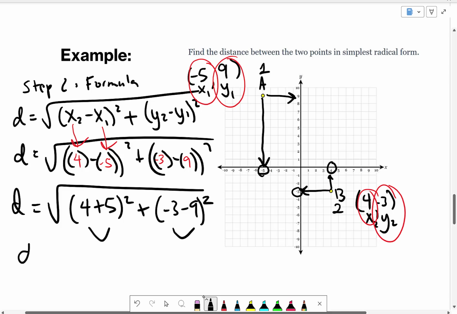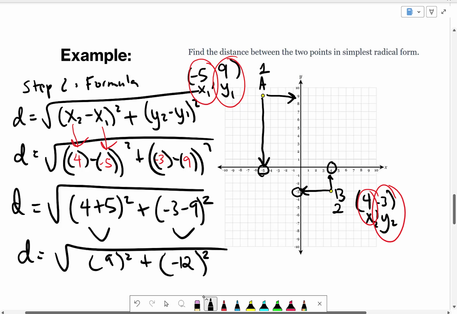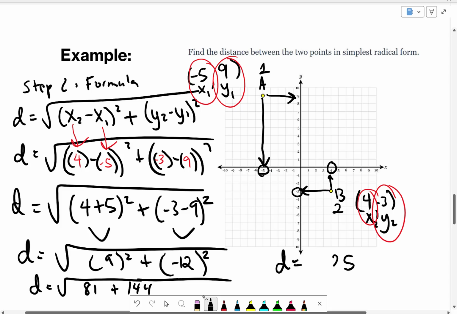Now we're going to simplify again. I have 4 plus 5 is 9. -3 and -9 is actually -12. And then now we're going to square. So this is 9 times 9, which is 81. And then -12 times -12 is 144. Then we can add them. It's going to be 225 in the root. And the square root of 225 is 15. Do not write the root again.